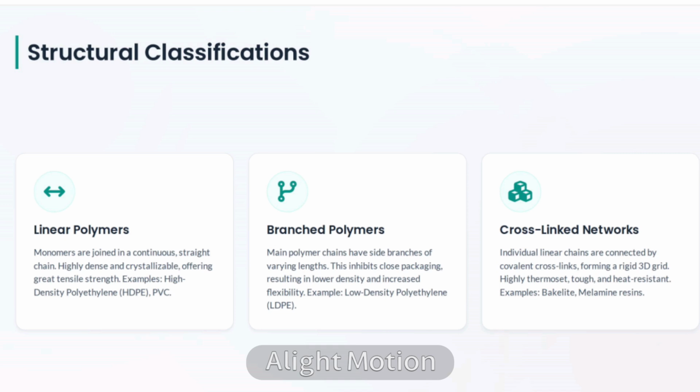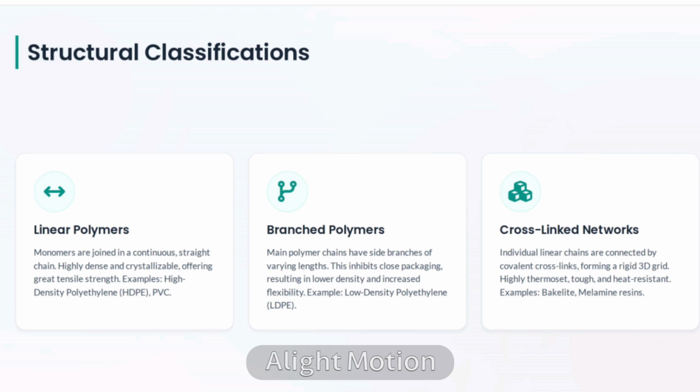Next, in the middle, are branched polymers. Here, side chains branch off the main backbone. This branching prevents the molecules from packing tightly together, resulting in a lower density, more flexible material such as LDPE, which is what plastic grocery bags and squeeze bottles are made of.